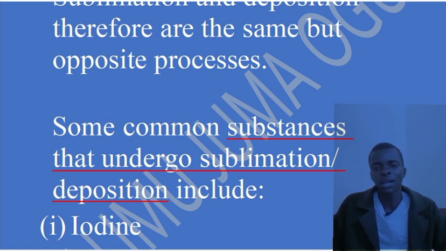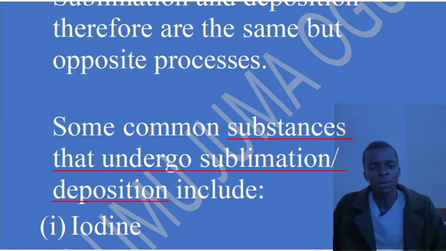So we are saying that the first common substance that undergoes sublimation is iodine. Iodine is crystalline in form, and its sublimation takes place in the presence of oxygen. The particles overcome the force of attraction between them, and therefore sublimation takes place.